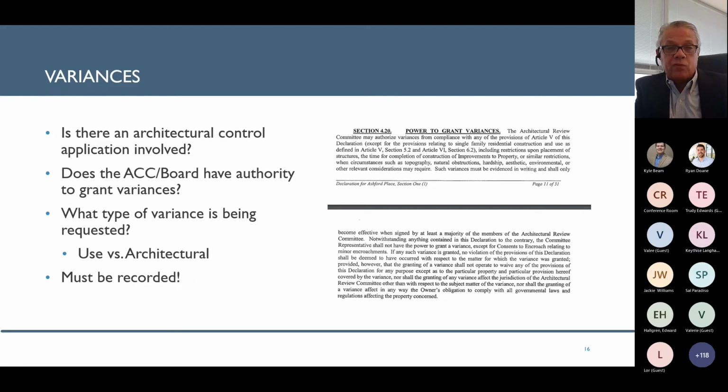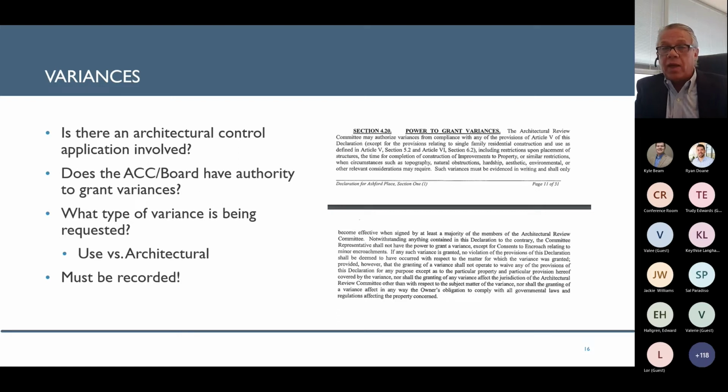A lot of times you have to ask what type of variance they're asking for. Is it a variance about the use of the property, or about an architectural control committee issue with the property? Sometimes the documents can say that there's variance authority for architectural issues, but not for use issues. So again, read that variance language, see if you have it, understand it, and understand when you can grant a variance and under what conditions.